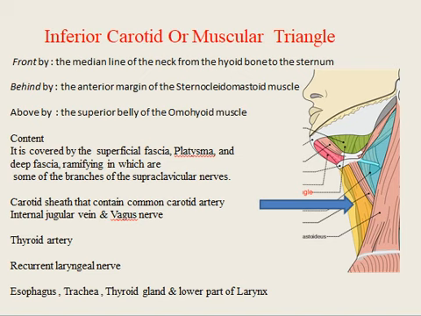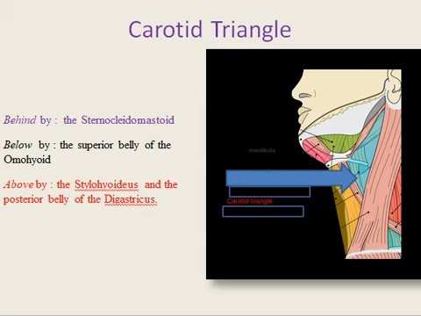Behind the carotid sheath are the thyroid artery and recurrent laryngeal nerve. On its medial side lie the esophagus and trachea, thyroid gland and the lower part of the larynx. Now coming on to the carotid triangle. Boundary of the carotid triangle: behind by the sternocleidomastoid muscle, below by the superior belly of the omohyoid muscle, above by the stylohyoid muscle and the posterior belly of the digastric.